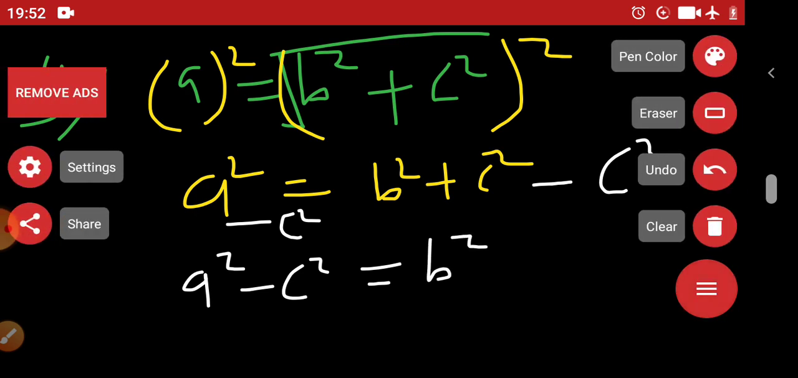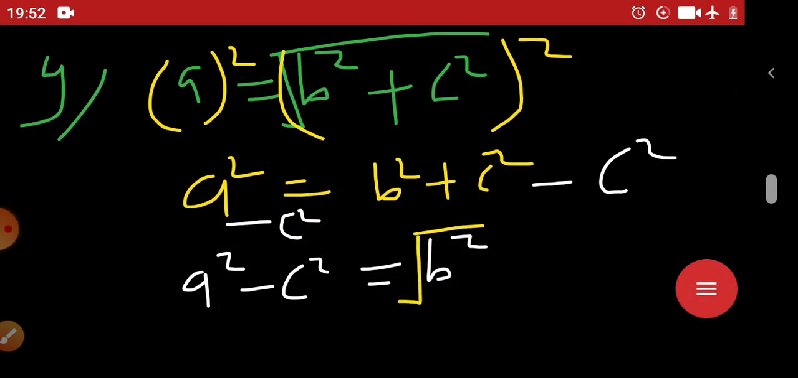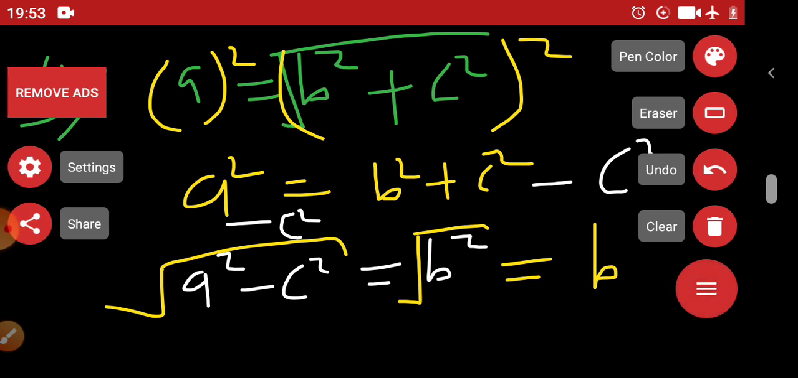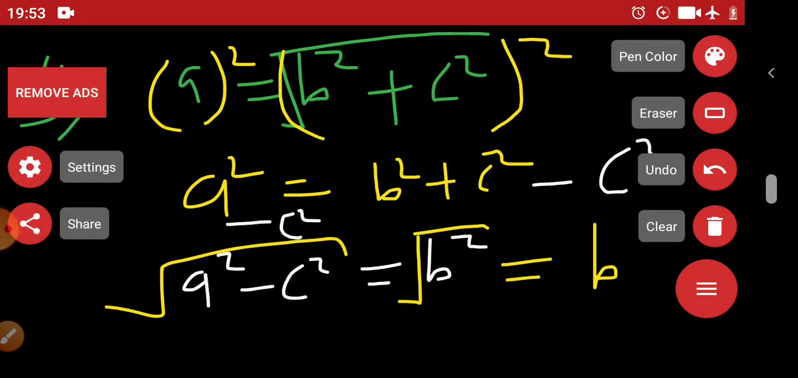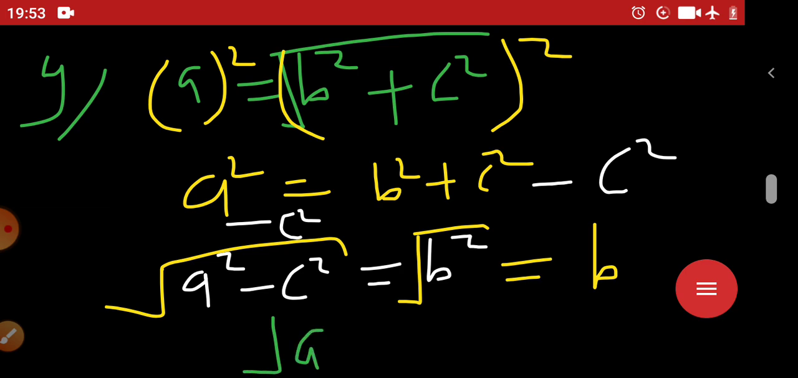Now to have b alone, we'll need to take the square root both sides. Here we'll be left with b. So our final answer will be the square root of a squared minus c squared is equal to b. So we've made b the subject of the formula.